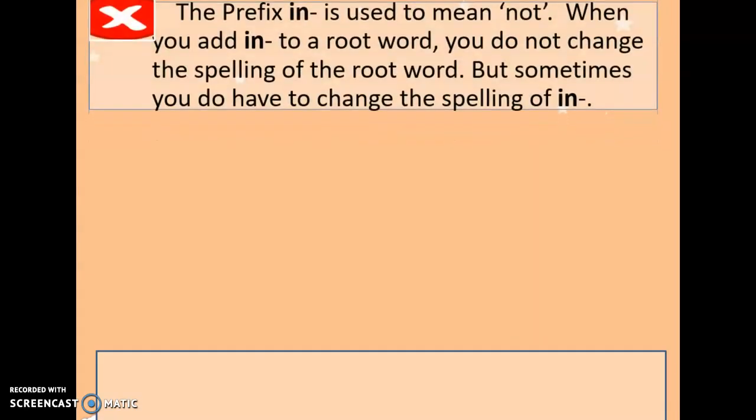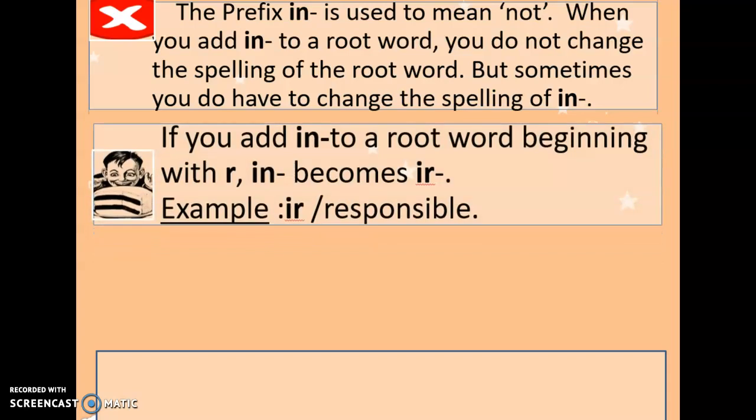Now, today, as I told you in the beginning, we are learning about the prefixes in, ir, il and im, but I will concentrate more upon in. There is a reason behind this, because the prefix in is used to mean not. It plays a very important role in this lesson. When you add in to a root word, you do not usually change the spelling of the root word. But sometimes the rules differ. Yes, we do have to change the spelling of in, but not always.